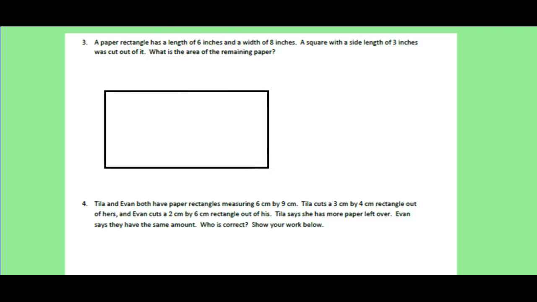Okay, it says it has a length of 6 inches, so this would be the length side of the rectangle. So I want you to put 6 inches right there. And then it says the width is 8 inches, so this side is the width of the rectangle, so I want you to put 8 inches right there. Okay, so that's the first sentence of what they're talking about.